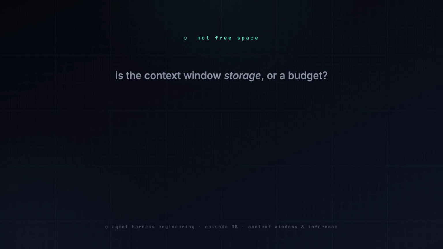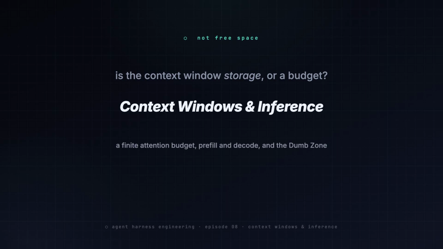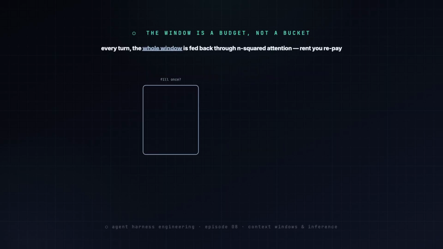Last episode we learned attention is n squared. Every token taxes every other token. So here's the consequence that runs this whole episode. If more tokens cost more than you think, then the context window isn't free space. What is it really? Think of the context window as a finite budget you respend on every single turn.